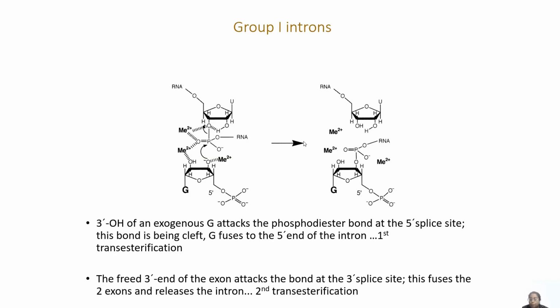For example, in the group 1 introns, 3' OH of an exogenous guanosine attacks the phosphodiester bond at the 5' splice site. This bond is being cleaved. So G fuses to the 5' end of the intron. First transesterification. The free 3' end of the exon attacks the bond at the 3' splice site. This fuses the two exons and releases the intron. Second transesterification.